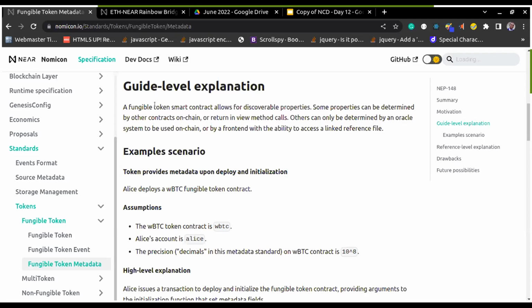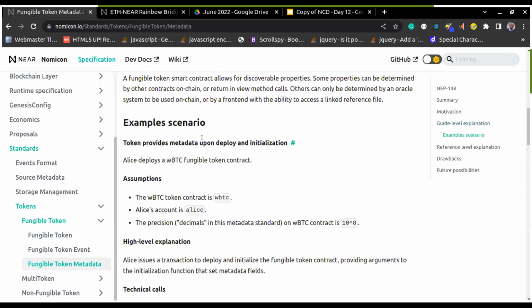So it allows for some discoverable properties, and some properties can be determined by other contracts on chain or returned in view calls. And others can only be determined by an oracle system to be used on chain or by a front end, the ability to access a linked reference.